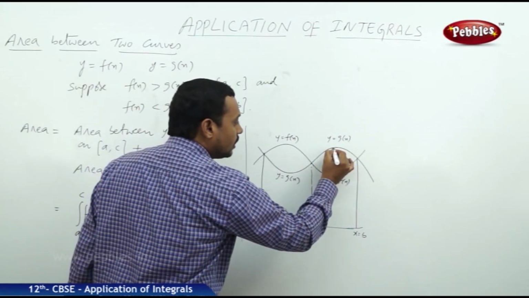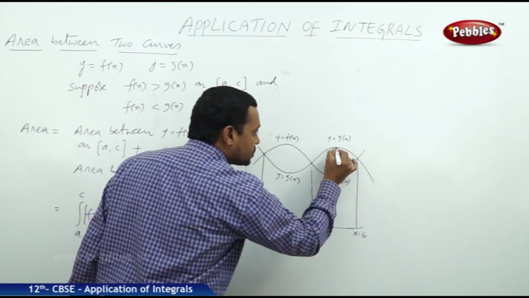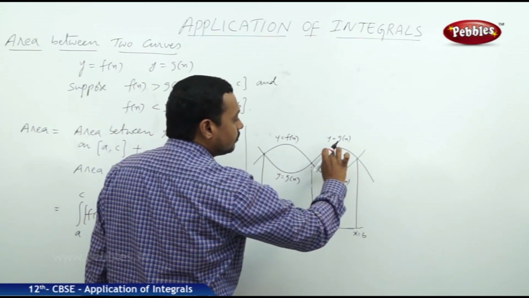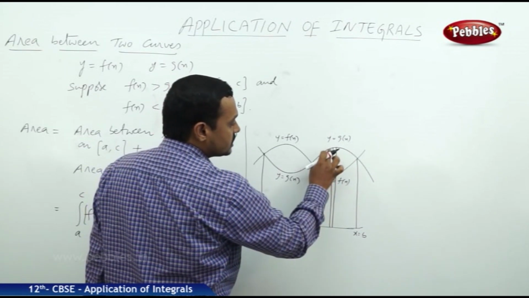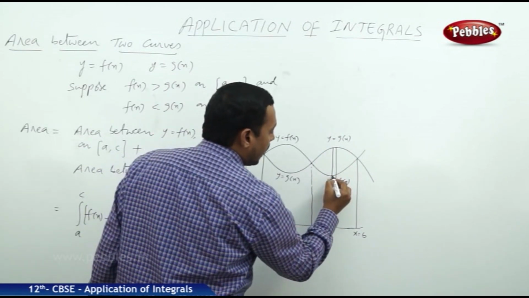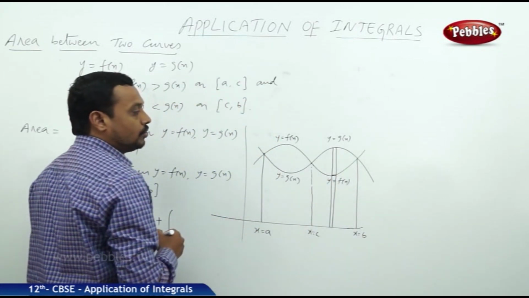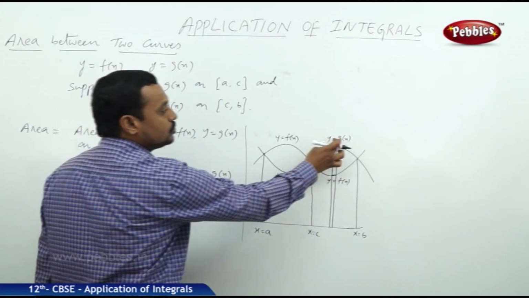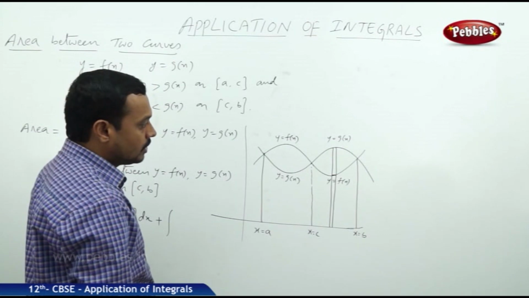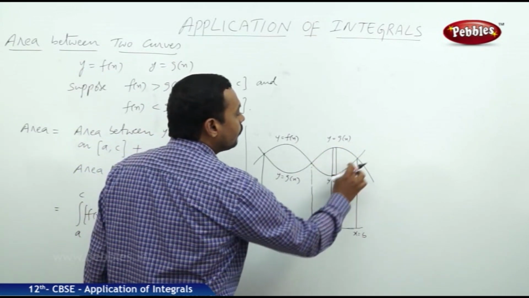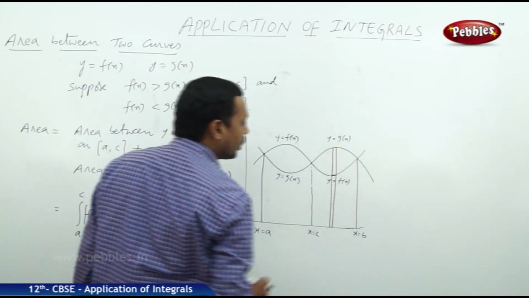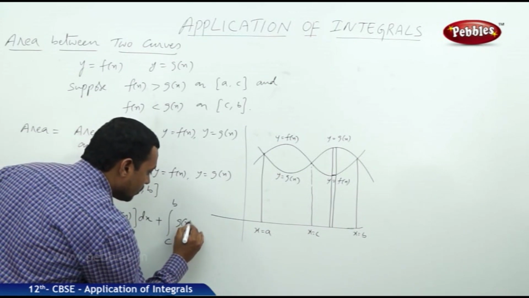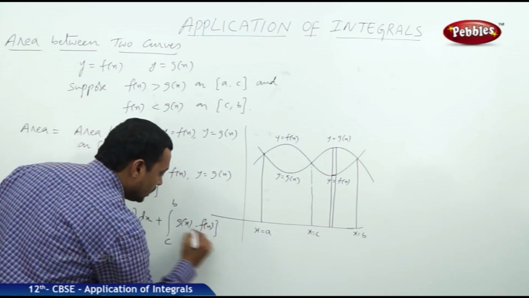Now in the other part, g(x) is above f(x). If we consider an elementary strip, then the length of the strip between the two curves is g(x) minus f(x) and the width of the strip is dx. The elementary area formed by the strip is g(x) minus f(x) into dx. Therefore, the area of the region bounded by the two curves is the integral from c to b of g(x) minus f(x) dx.